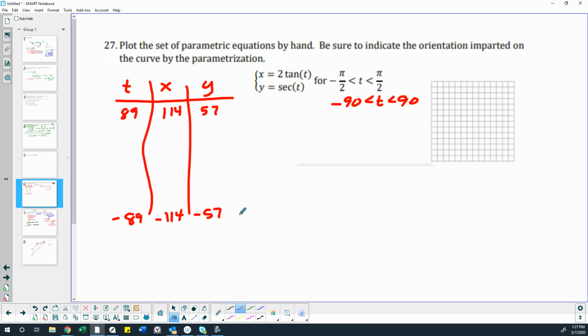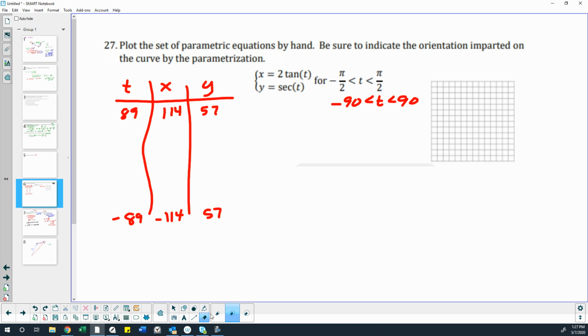I just wrote that down. It's negative. Oh, that's because cosine is even. Cosine's an even function, so that makes sense. So cosine of negative 89 is that, and then I do 1 divided by that answer. Yeah, okay, cool. Got it.